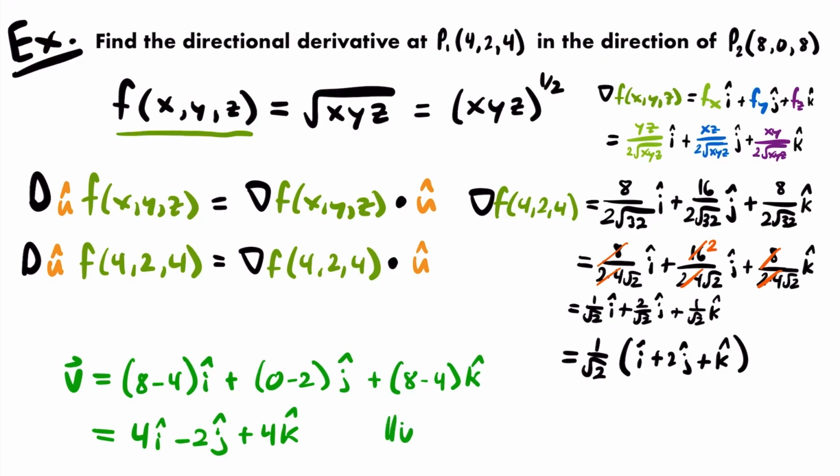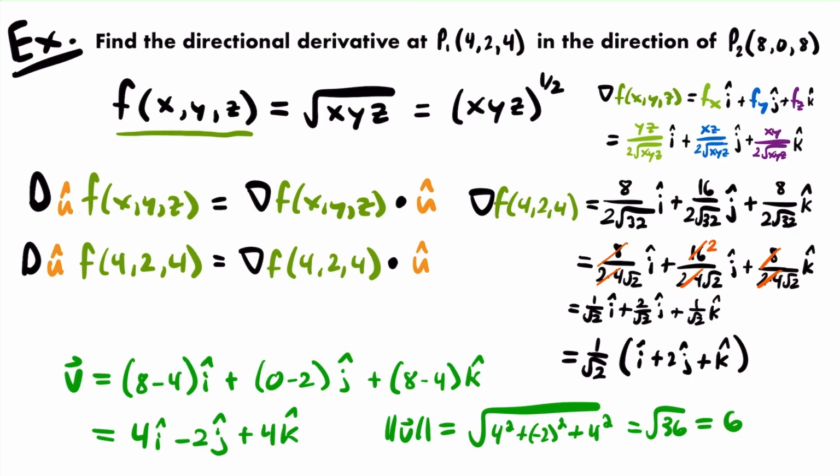Okay, so the magnitude of vector v will be equal to the square root of the sum of its components squared. So we have 4 squared plus negative 2 squared plus 4 squared. 4 squared is 16, negative 2 squared is 4, and 4 squared is 16. So we get 16 plus 4, which is 20, plus 16, which is 36. So this is equal to the square root of 36, which is 6, and that's not a magnitude of 1. So this vector was not a unit vector, but we can turn it into 1 by dividing it by 6, its magnitude.